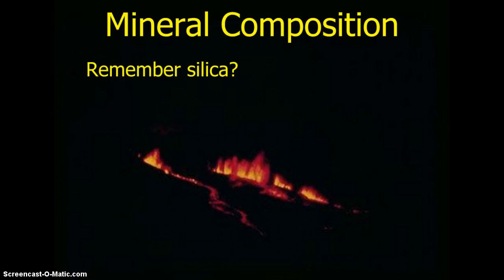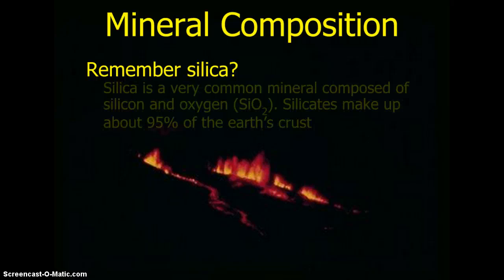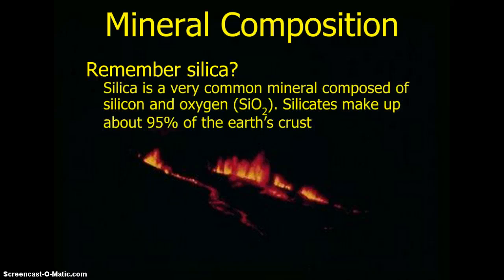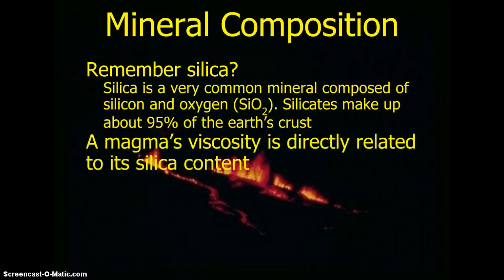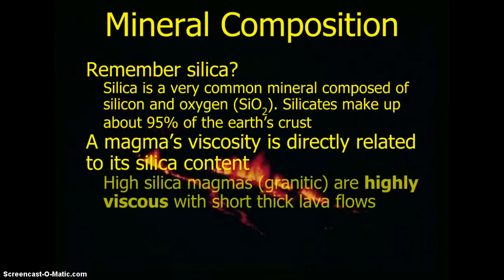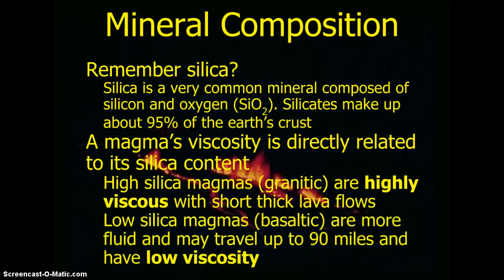So silica is a chalky substance. It's often white, found in rocks, and it's pretty common. It makes up about 95% of the Earth's crust. And a magma's viscosity is pretty directly related to the silica content. If there's a lot of chalky, thick, white material in there, high silica magmas like granite have really thick, short flows, whereas low silica magmas like basalt have more fluid lava that can travel almost 90 miles and have low viscosity.